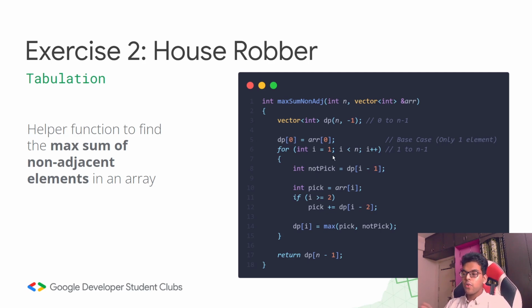In case we don't pick the house, let's suppose we are at the 4th house and we don't pick it, the maximum value that we'll have is the maximum value we have had till the 3rd house. So that's why we retrieve the value for the immediately before house.